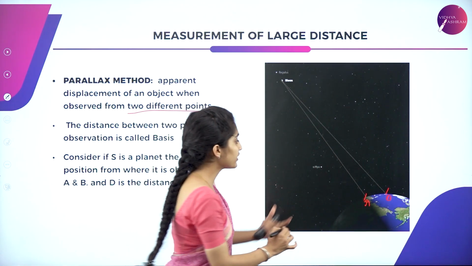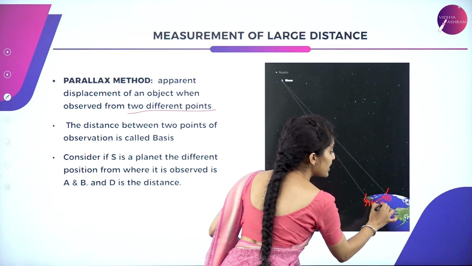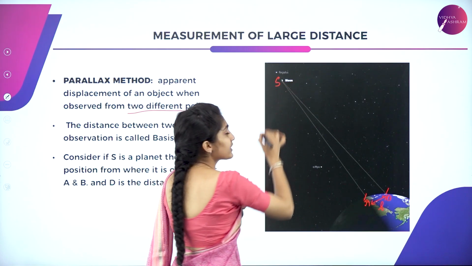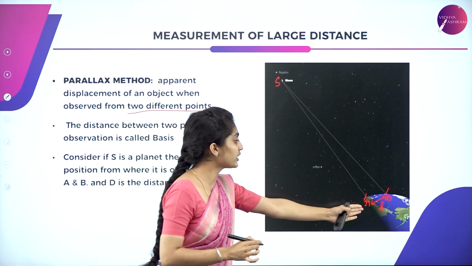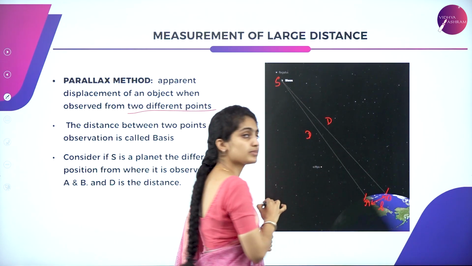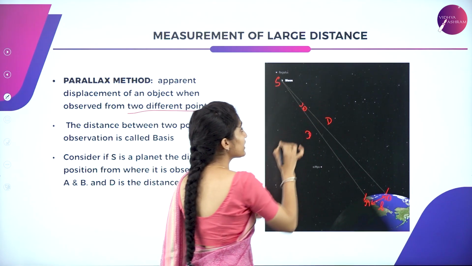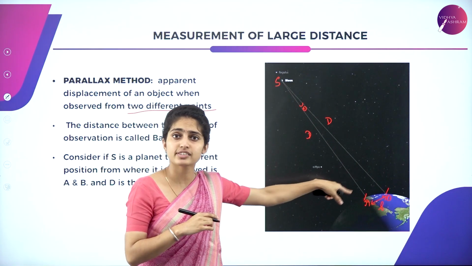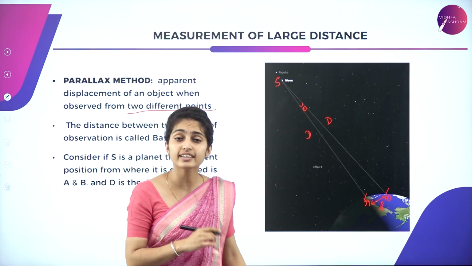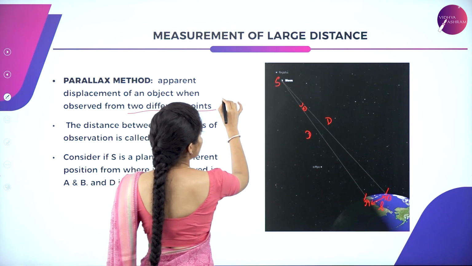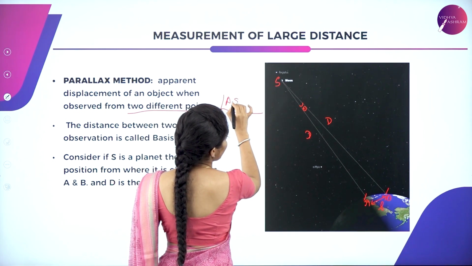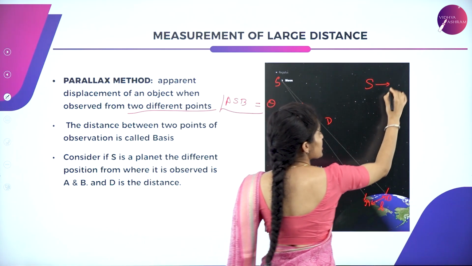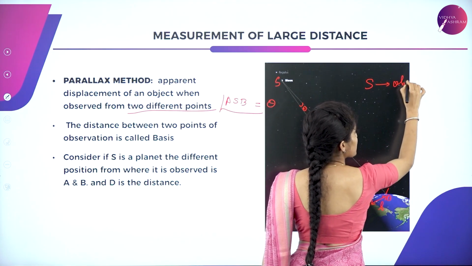The distance between these two points, A and B, is called the basis, which is represented by small letter b. The distance from the satellite is represented as S, from there to here it is represented as D, and this also becomes D. It is accompanied by an angle. It makes an angle from the main object up to the points of observation. That angle is called theta. So angle ASB is equal to theta, where S is the object under observation.